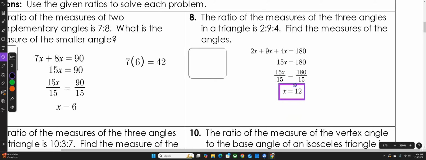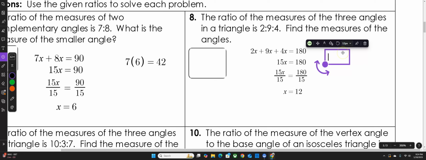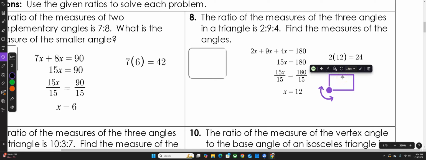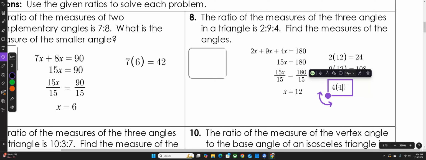Now, again, it didn't ask us for the value of x. They asked us for the measure of the angle. So it's going to be 2 times 12. One of them is going to be 24. Then we're going to have 9 times 12, and that equals 108. And then finally 4 times 12, which is going to be 48.